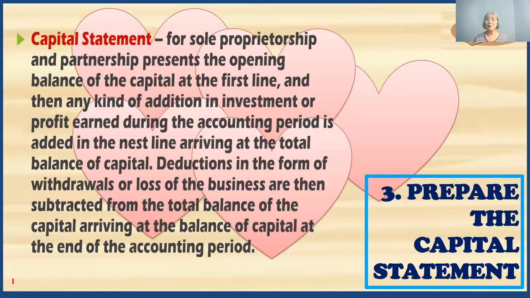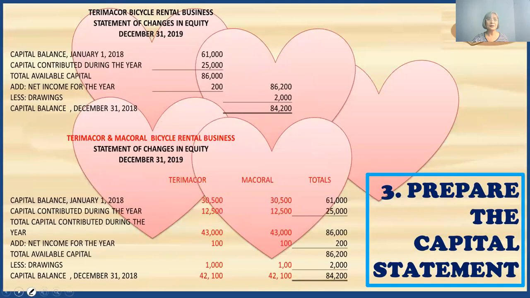Ganun lang yung kadali. Beginning capital plus additional capital, total available capital. Available capital plus net income, that will be the net available capital, or minus net loss, that will be the net available capital. Plus, minus drawings or withdrawals during the period, then that becomes your ending capital. Ganon yun sa sole proprietorship and partnership. Pero pagka corporation, iba yung presentation.